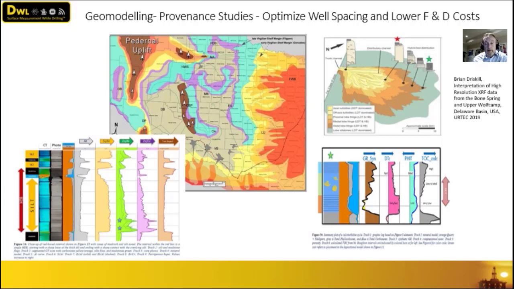As you move further away into more distal environments of deposition, you would expect to see a decrease in these silica over aluminum, zirconium over aluminum ratios, and that's how you can start to build it in terms of effective geomodeling to optimize well spacing and placement, and ultimately lower your finding and development costs.